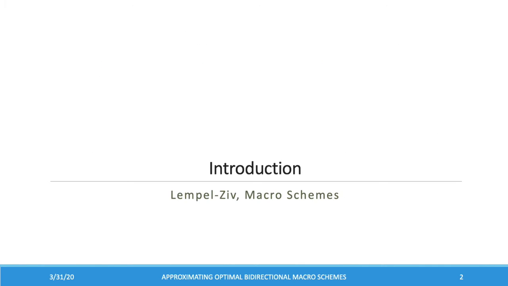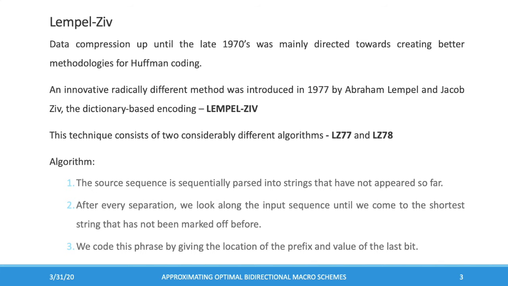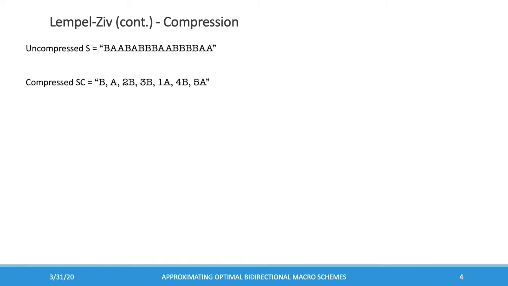Now we will give a simple introduction to the Lempel-Ziv algorithm and macro schemes. The Lempel-Ziv algorithm was invented by two Israeli computer scientists in 1970. The idea of this algorithm is to use the text itself as the dictionary, replacing later occurrences of a string by numbers indicating where it occurred before and its length. The idea of Lempel-Ziv is to parse the sequence into distinct phrases.